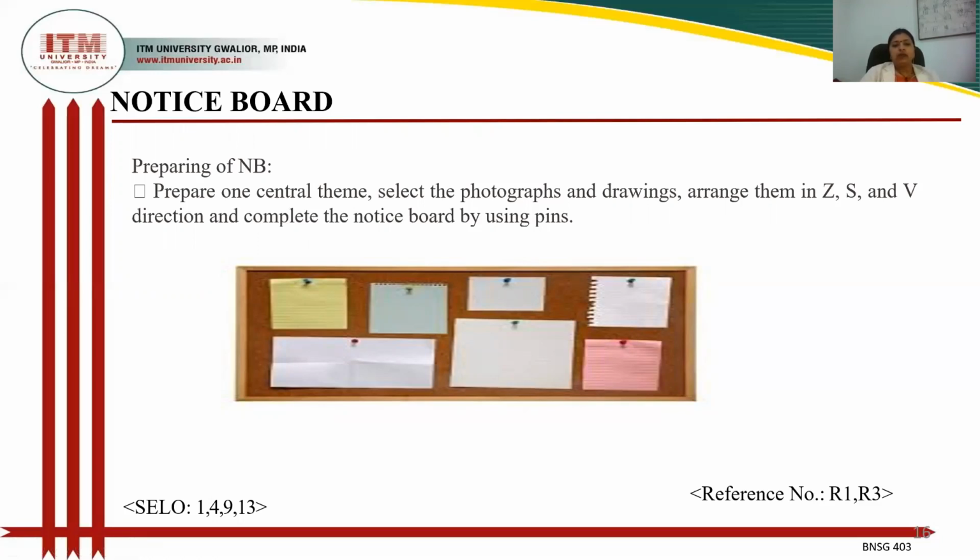So how can we use this? Either we can arrange the items in Z form, S form or V form, and the directions. And with this, notices can be secured with the help of the pins.